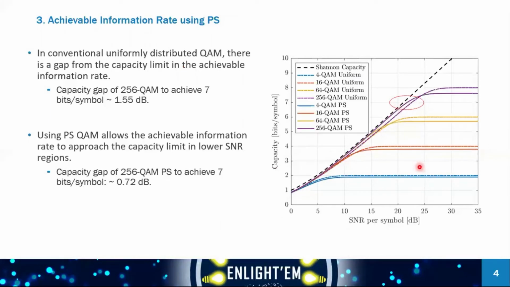Now, if you include the capacity using PS shown in dotted lines for 4, 16, 64, and 256 QAM, you can see that PS allows the information rate to achieve the Shannon capacity limit. If you look at the same information rate of 7 bits per symbol, it is only a 0.72 dB gap, which is an improvement of almost 50% over the uniform distribution.